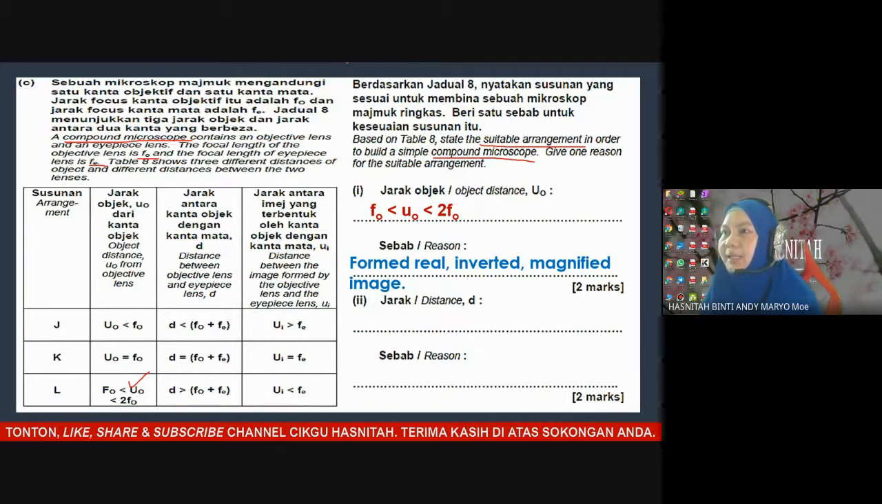Second, distance D. This one, distance between the objective lens and the eyepiece. How is the distance? Where should we place the objective lens and the eyepiece? In your workbook, you can check point 2J. The distance between the lenses is greater than the sum of the focal lengths of both lenses. Again, the answer is here. Greater. Why? So the image distance will be less than the focal length of the eyepiece. This is the reason why. We must place the distance between the two lenses in this range so that later it will form an image which is less than the focal length of the eyepiece.